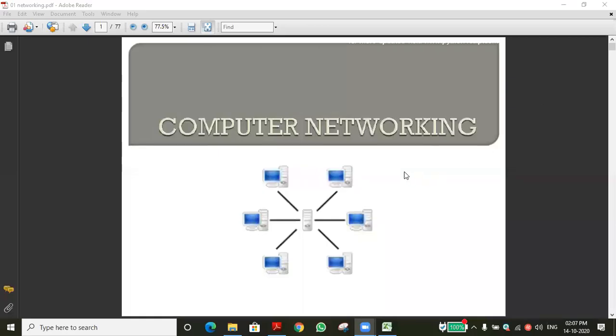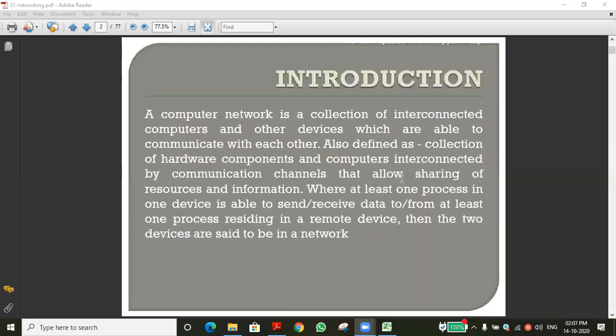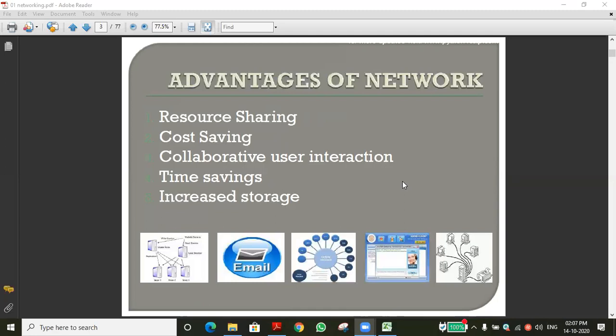So in yesterday's class, we discussed what computer networks are and the definition of a network, and we also saw the advantages and disadvantages. The advantages we saw were resource sharing, cost saving, time saving, collaborative user interaction over the usage of the network, and storage. Storage is what we use the most.